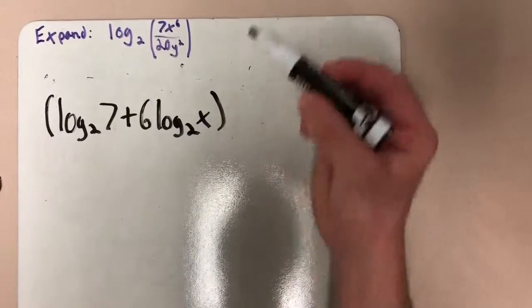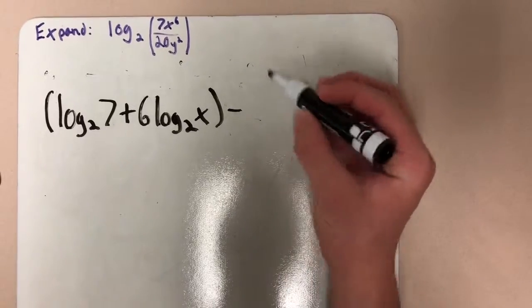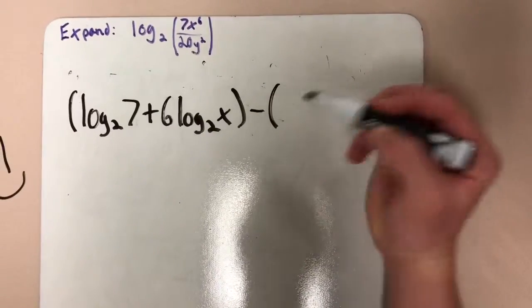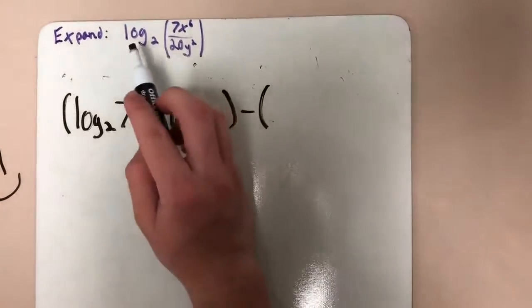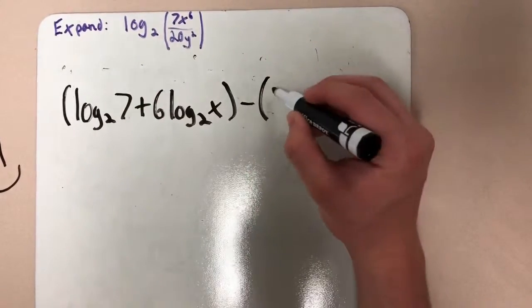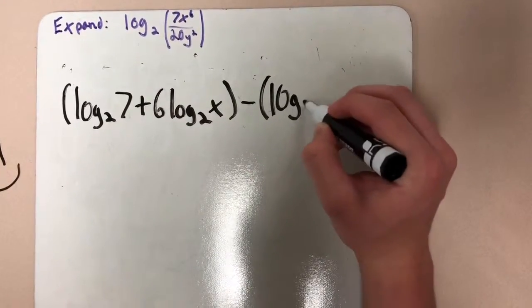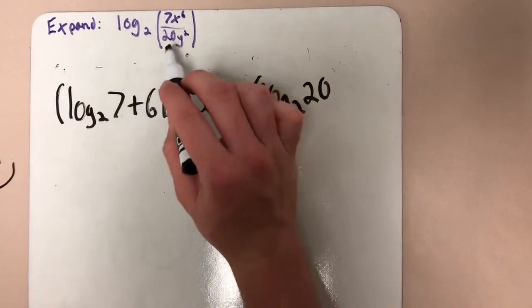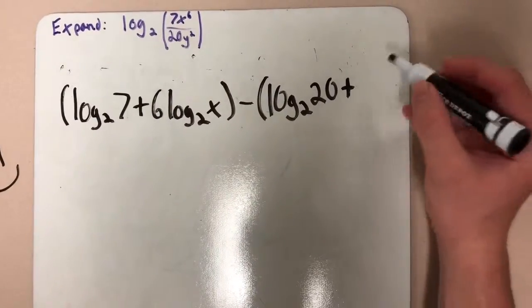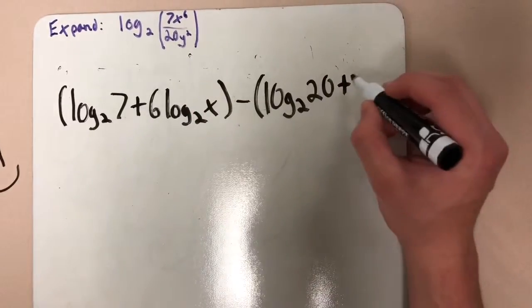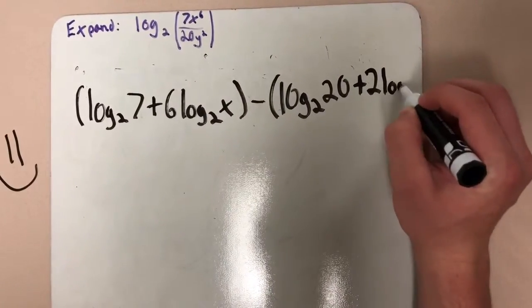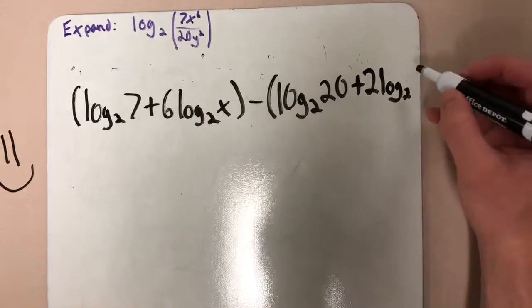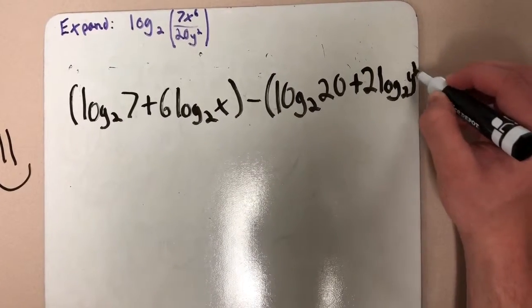Now, since it's division, it's going to be subtraction here, and we're going to start a new parentheses and distribute the log base 2 to the 20, and that'll be log base 2 of 20. And now, since it's multiplication, it'll be addition here, and the exponent goes to the front again, so it'll be 2 log base 2 times y, parentheses.